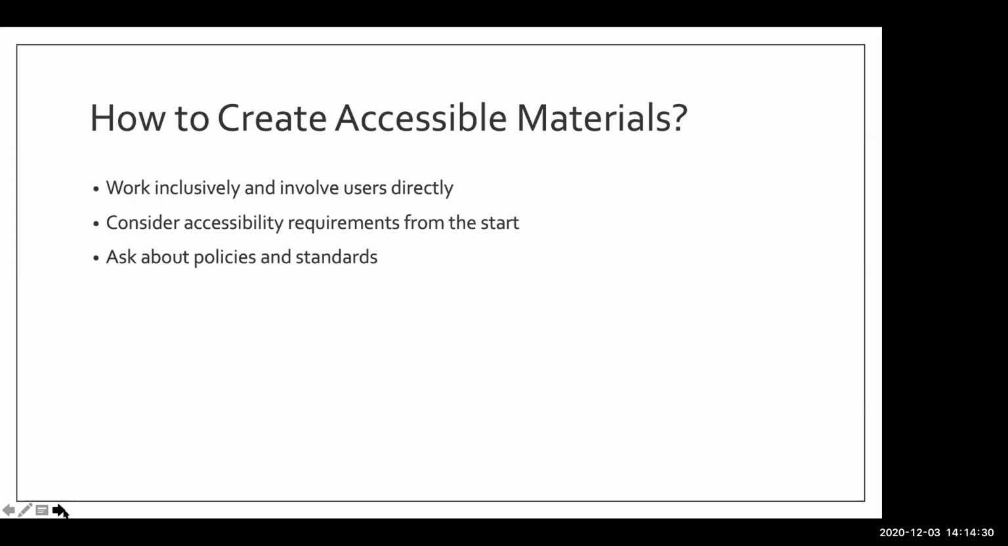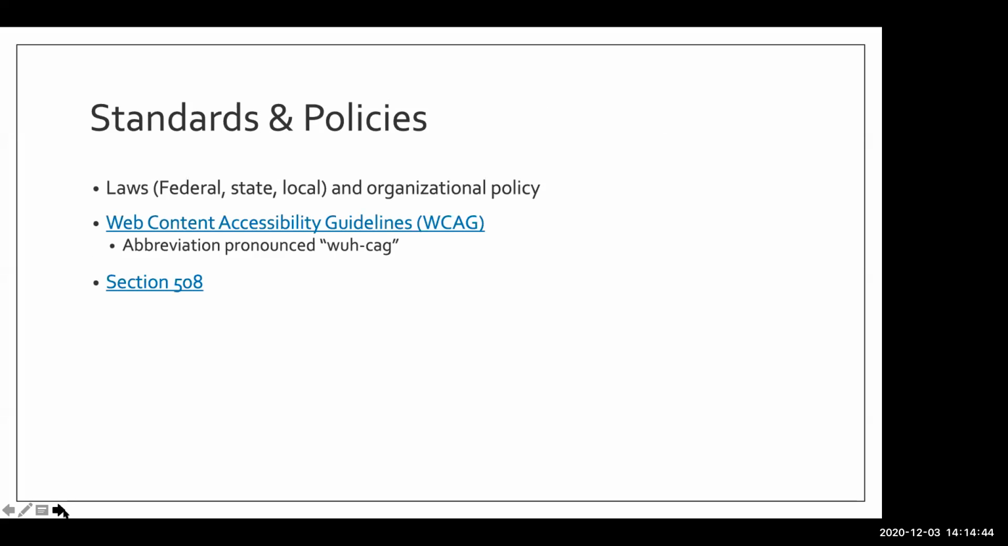And then asking about policies and standards. If you don't have a clear picture of what the particular policies and standards are of your agency or wherever it is that you are located, make sure that you have that down pat. And then the other thing is standards and policies. So how we make things accessible, we use standards and we use policies, we look to some shared best practices and good practices in our application.